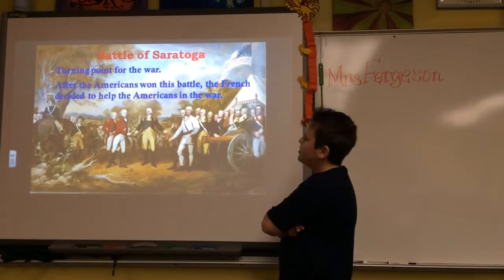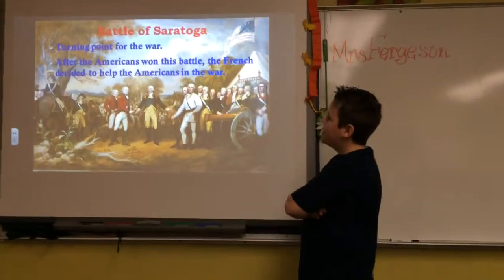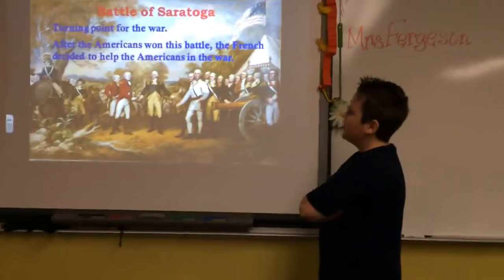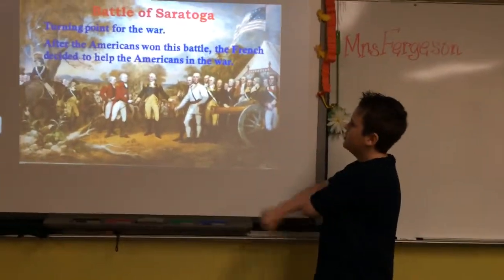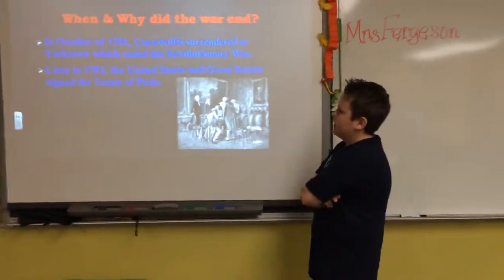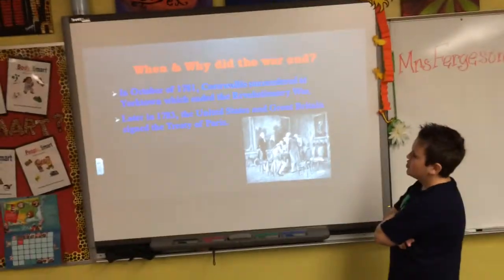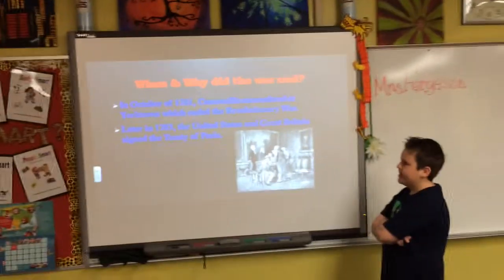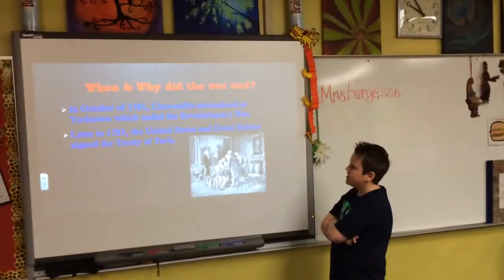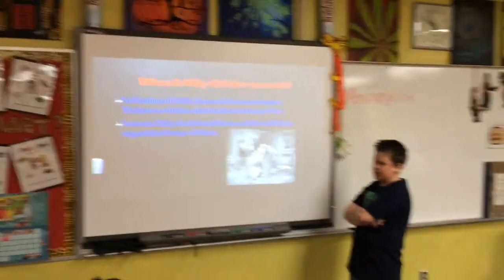The Battle of Saratoga was the turning point in the war, and after the Americans won this battle, the French decided to help the Americans during the war. In October of 1781, Cornwallis surrendered at Yorktown, which ended the Revolutionary War, and later in 1783, the United States and Great Britain signed the Treaty of Paris.